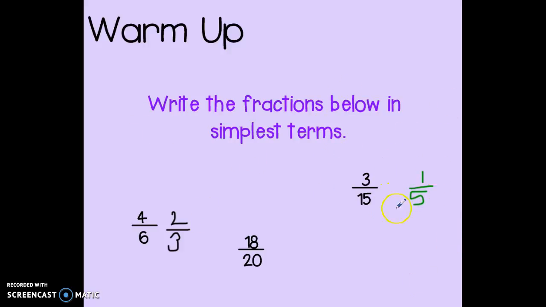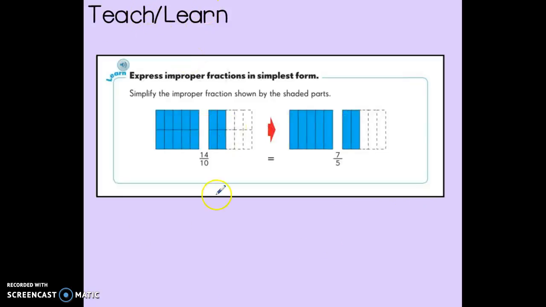Today we're going to take this knowledge about simplest terms and use it when we look at improper fractions. Let's look at this fraction for an example. If I had this improper fraction as 14/10, again I see that both of those numbers are even. So I can cut 14 in half. Half of 14 is 7. Half of 10 is 5. Now, I still have an improper fraction, but I have it in lowest terms because nothing else goes into either of those numbers. Let's practice.